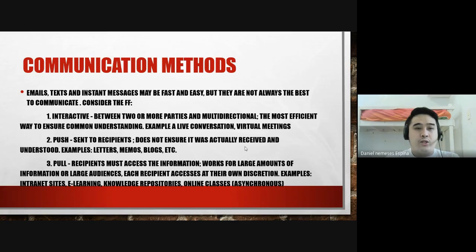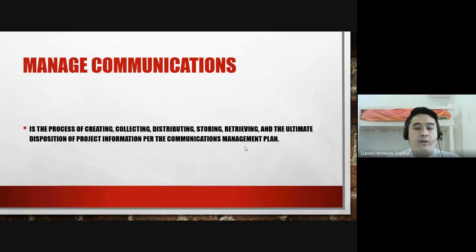So managed communications is the process of creating, collecting, distributing, storing, retrieving, and the ultimate disposition of the project information, per the communications management plan. So again, creating the information, collecting the data necessary, distributing this information, and after distributing, you have to store. So dapat nakasave imong communications for future plans, okay, or future projects. Retrieving those information, and then ultimately the disposition. Okay? So na mga communications nga confidential.